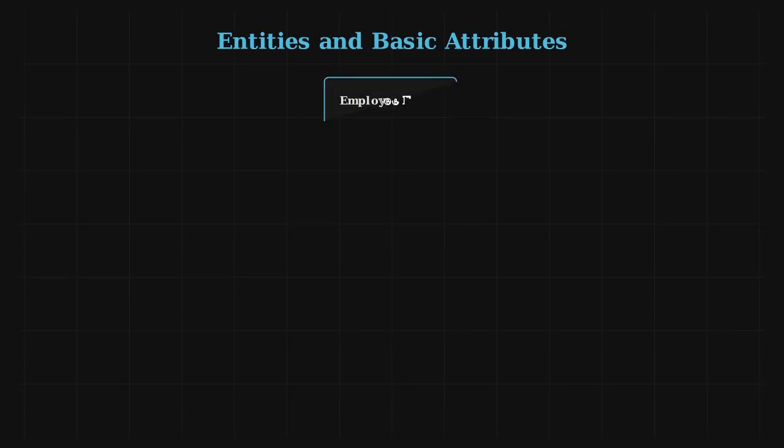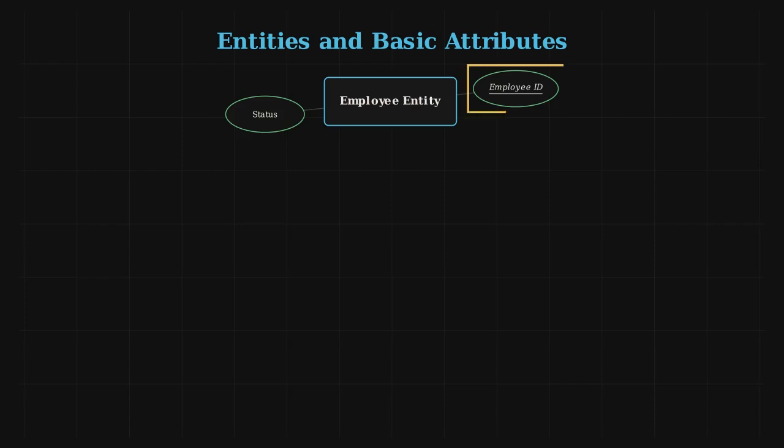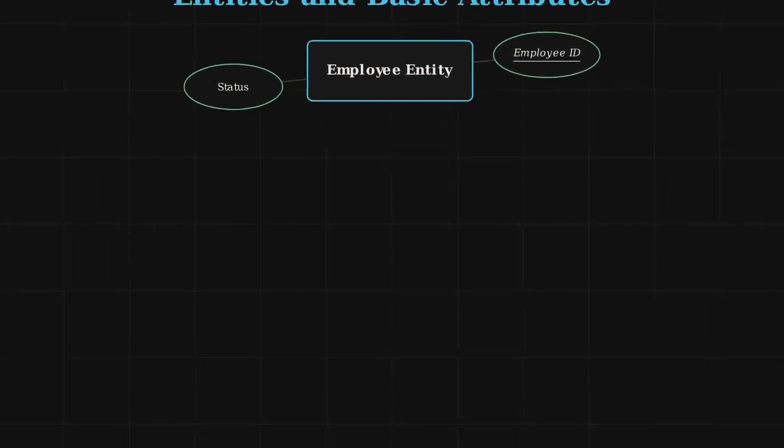In database design, an entity represents a real-world object, like an employee. Attributes are the specific properties that describe this entity, such as an ID or a status.